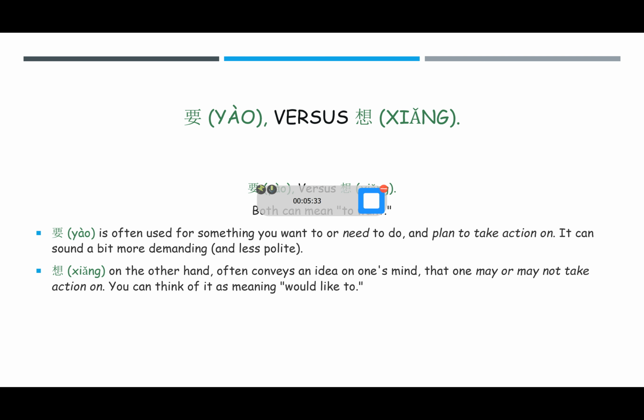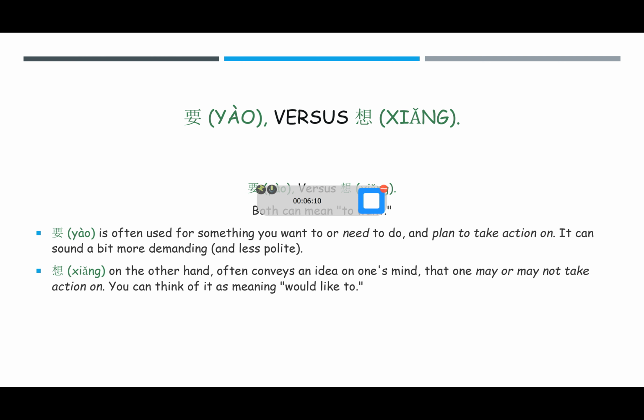Now it gets a little bit more difficult when we contrast yao and shang in the sentence. In a general way, both auxiliary phrases mean to want. So yao is often used for something you want or need to do, and something that you plan to take action on. So in this case, there is a stronger intention behind completing the verb. When you're using shang, on the other hand, it's much more aspirational. There's less of a strong intention that this activity will be completed in the future.